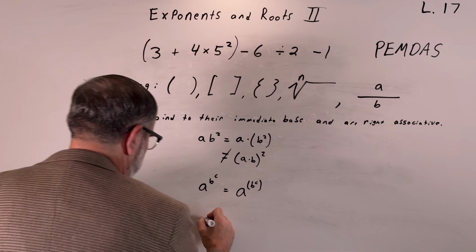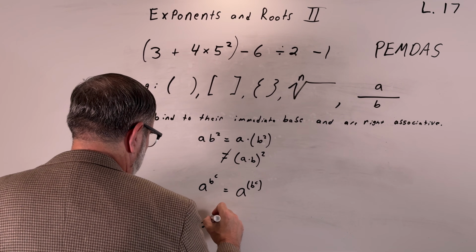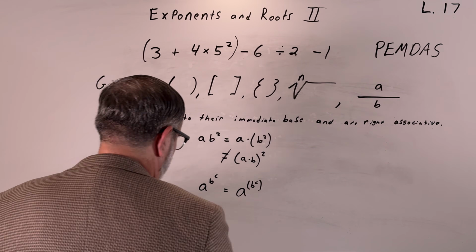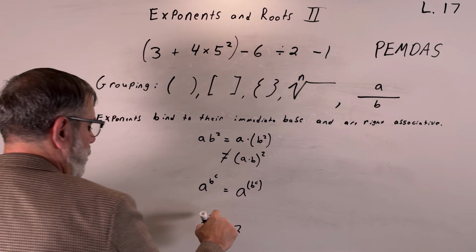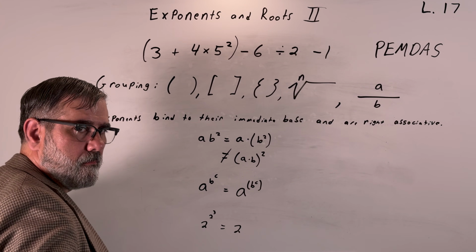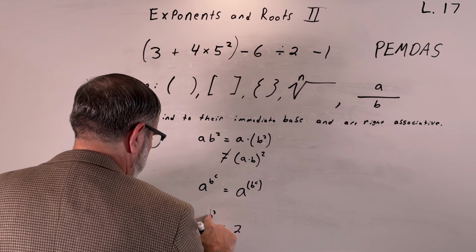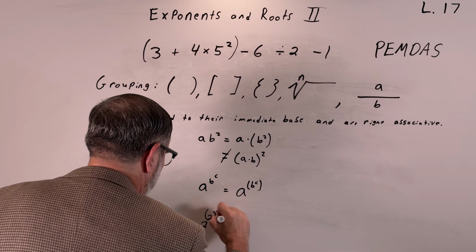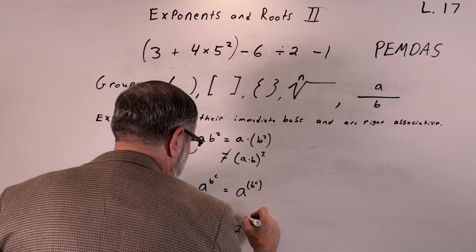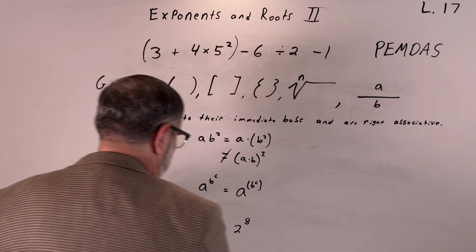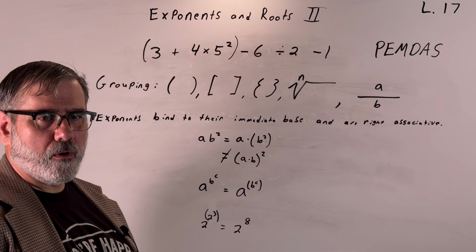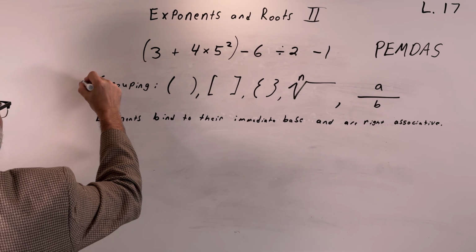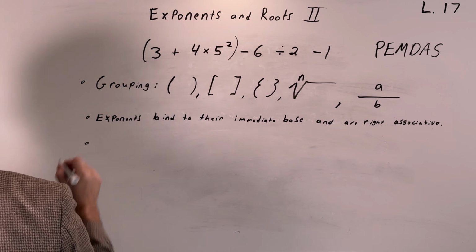So if I did an example, let's say this was 2 raised to the 2 raised to the 3 power. First I do this: 2 cubed is 8. And so that's what I'm left with, 2 to the 8th power. That's the right associativity part. These are bullet points here. So next.